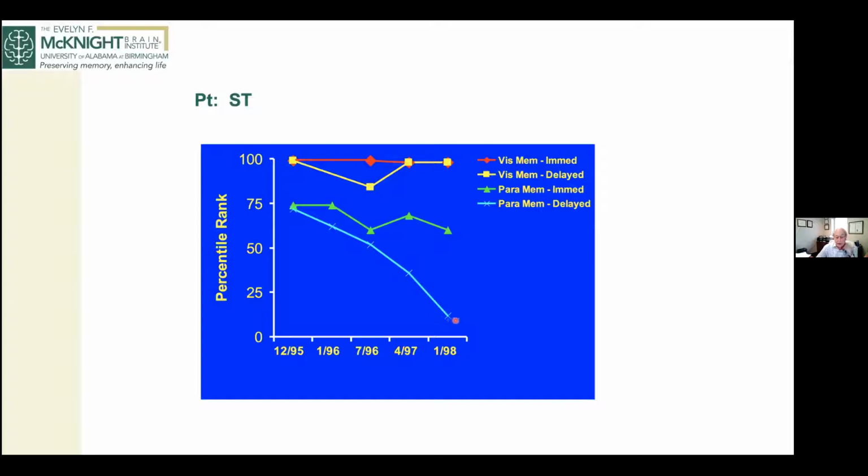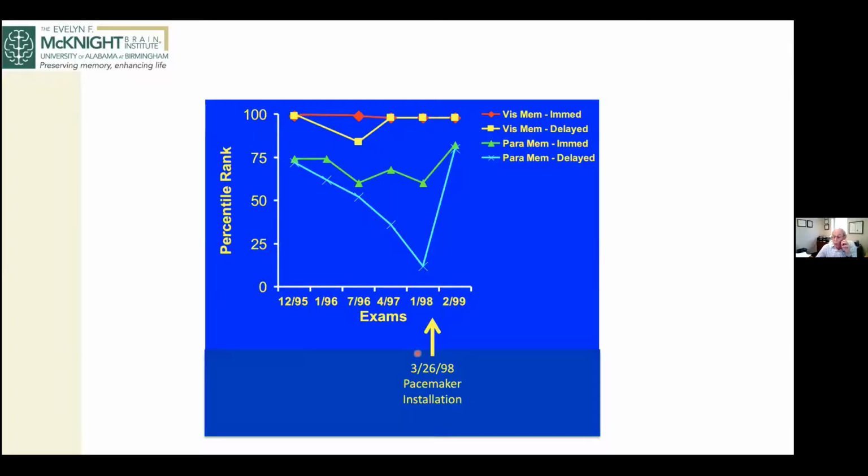By the time I saw him in 1998, he was around the 10th percentile, very different from his other memory levels of function. All we did functionally was put in a pacemaker in March of 1998, and gave him some nimodipine as well. Look what happened to his verbal memory. It almost went back to normal. It was an astounding recovery. And this guy, now 75 years old, worked for another 20 years.